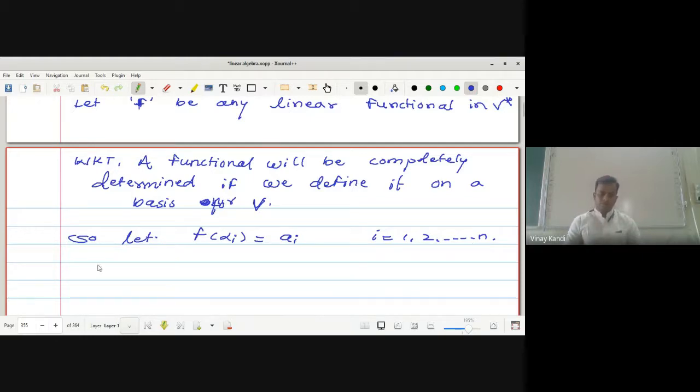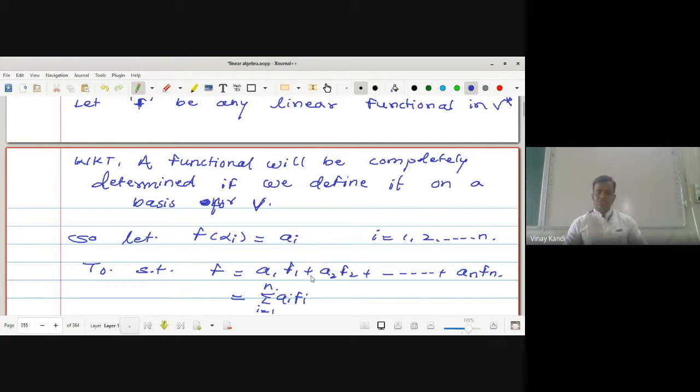Okay, so what we have to show is that f is a linear combination f1 plus a2 f2 plus so on up to an fn, which is equal to summation ai fi for i running from 1 to n. Any linear functional we can write in the form of a1 f1 plus a2 f2 plus so on an fn.